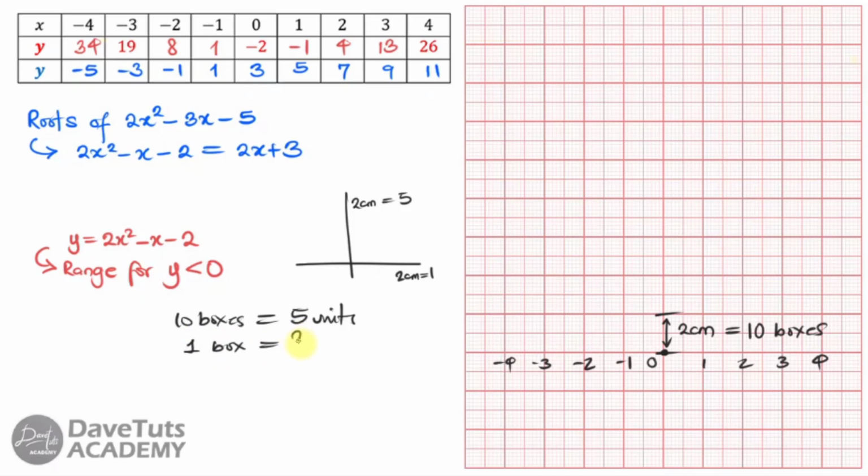What is going to be the unit of 1 box? Here we just need to cross multiply, okay? So we are going to have it as 5 times 1 divided by 10. And this is just 5 here, 1, 5 here, 2. So this is 1 over 2. So each of the small boxes is going to be 0.5 units.